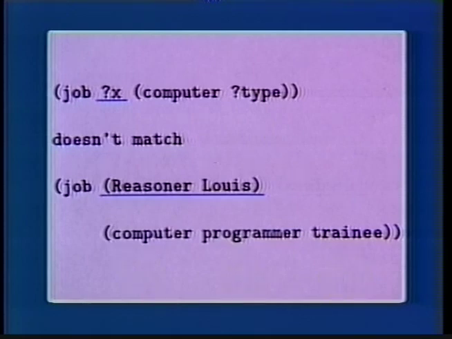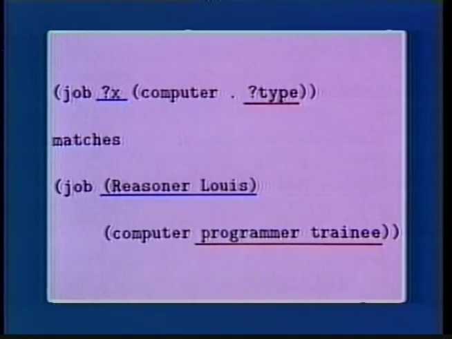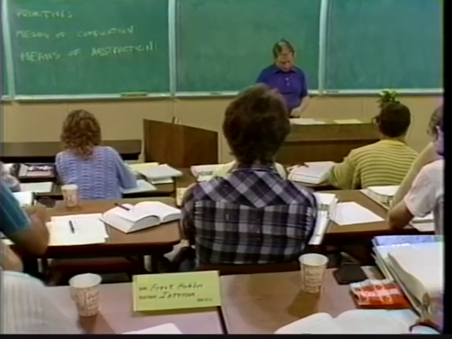And just to show you a little bit of syntax, the more general thing I might want to type is a thing with a dot here. And this is just standard Lisp notation for saying this is a list of which the first element is the word computer and the rest is something that I'll call type. So this one would match Louis's job as computer programmer trainee, and type here would be the cdr of this list. It would be the list programmer trainee. And that kind of dot processing is done automatically by the Lisp reader. Okay.